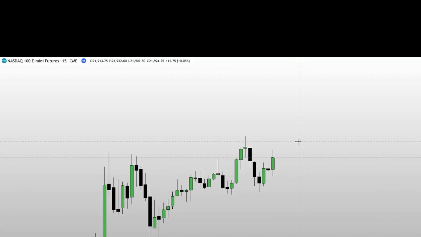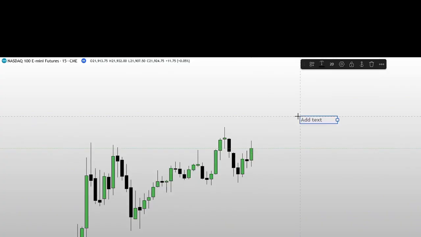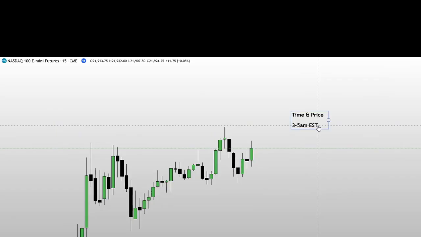All right, so here's another example of how you can incorporate time and price. They go hand in hand together. In this example, we're going to use the London session. So time and price: I look for these setups between 3 to 5 a.m. Eastern Standard Time. In between that period of time, you can look for these setups.